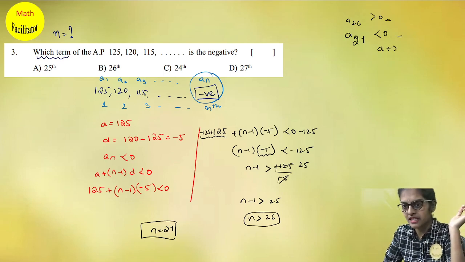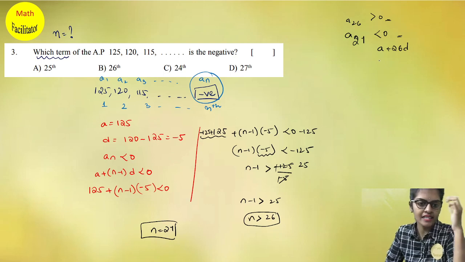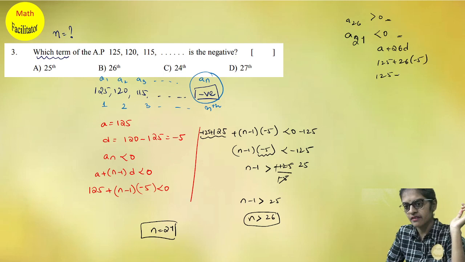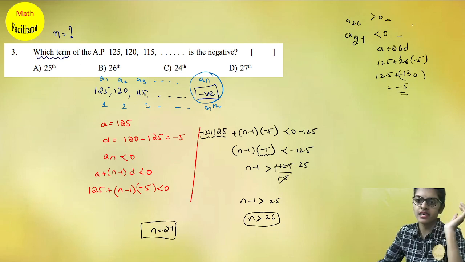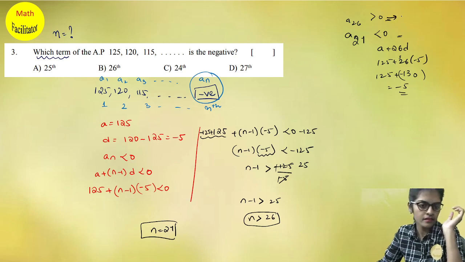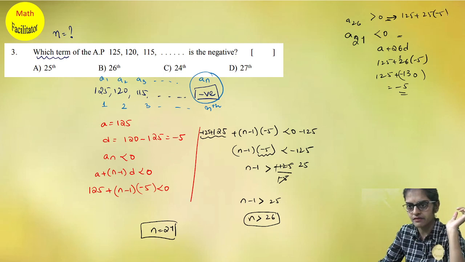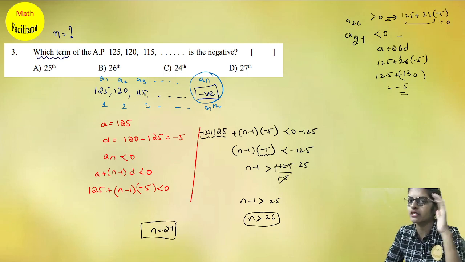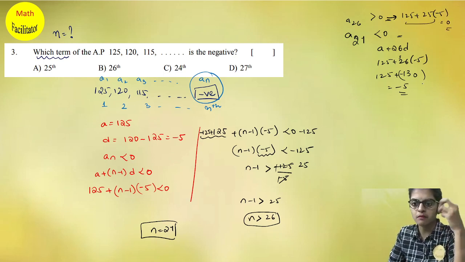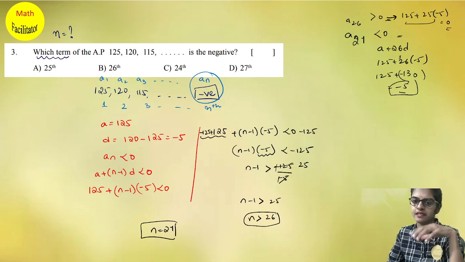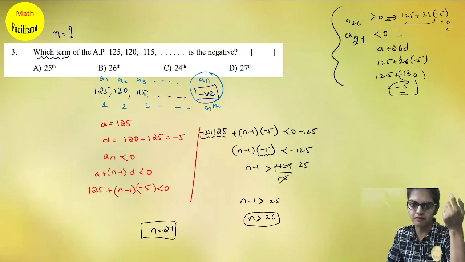A27 is nothing but A plus 26D. So A is 125 plus 26 into D, which is minus 5. So 125 plus, how much is this, minus 130. So you are getting minus 5. Here the A26 term will be 125 plus 25 into minus 5. So 125 minus 125 will be 0, neither positive nor negative. But A27 is the first negative term. This is how you can check it in the rough work column.